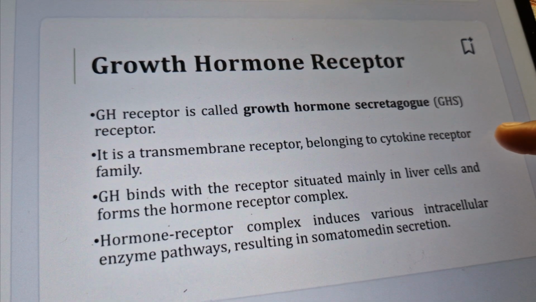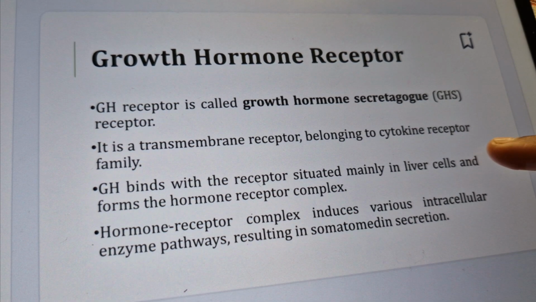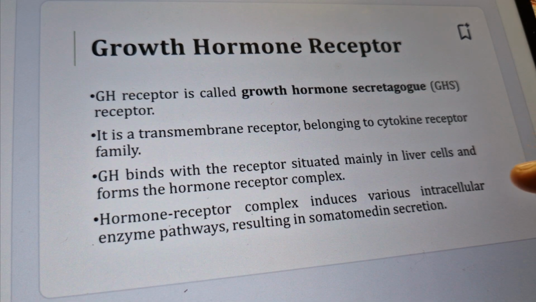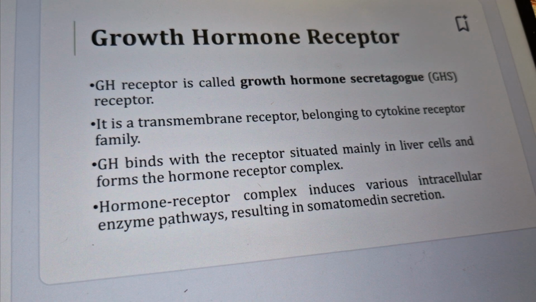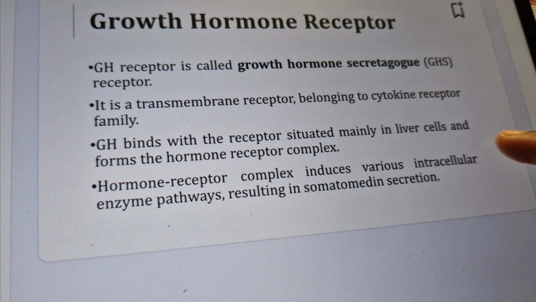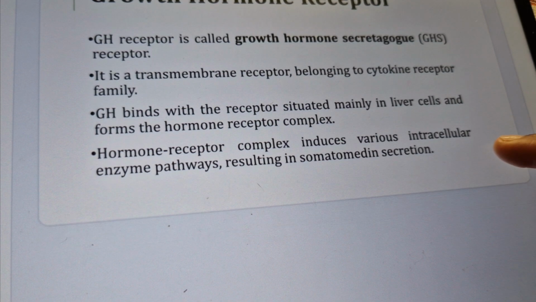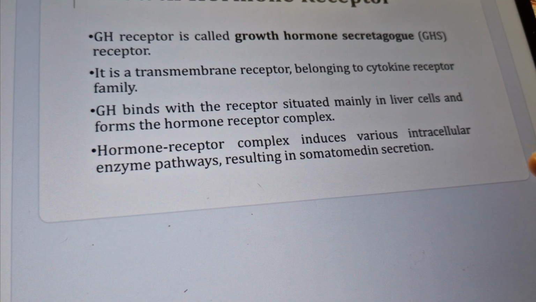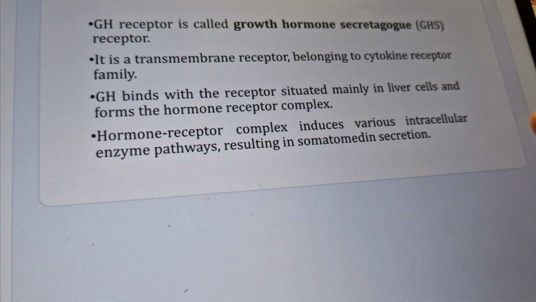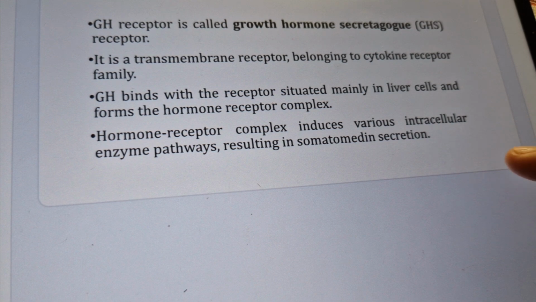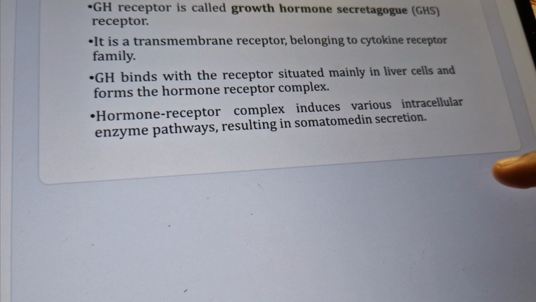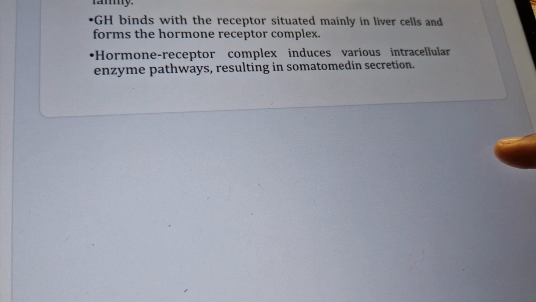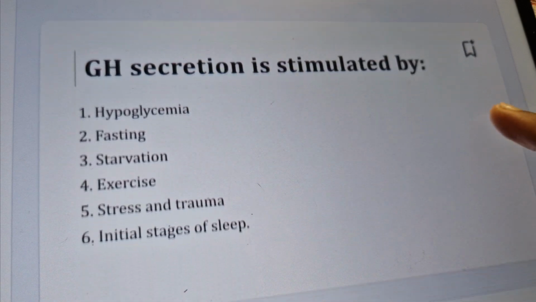Growth hormone receptors, GH receptors, also known as growth hormone secretagogue receptors. It is a transmembrane receptor belonging to the cytokine receptor family. Transmembrane means across the membrane, spanning the entire length of the membrane. Growth hormone binds to the receptor situated on the liver cells and forms a hormone receptor complex. The hormone receptor complex induces various intracellular enzyme pathways resulting in somatomedin secretion. Somatomedin will be secreted from the liver, as I already told.